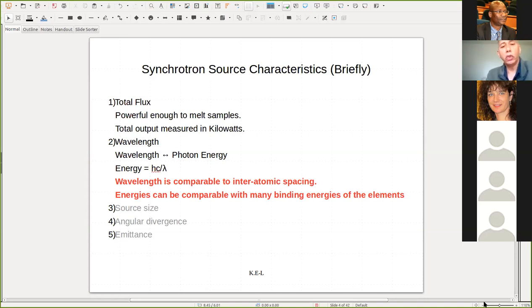Wavelengths and photon energy are interchangeable, with E = hc over lambda. Actually, I'll show you a plot on the next page. The nice thing about X-rays is that the wavelength is comparable to interatomic spacing, and the energies are comparable with the binding energies of many elements. So you can play interesting games by essentially changing the effective refractive index, for example. Those two features are a very important advantage of doing work at a synchrotron, especially compared to a lab source where you have just one wavelength.